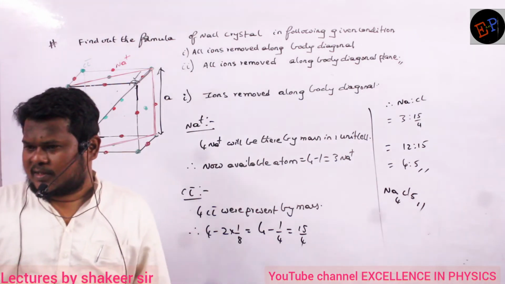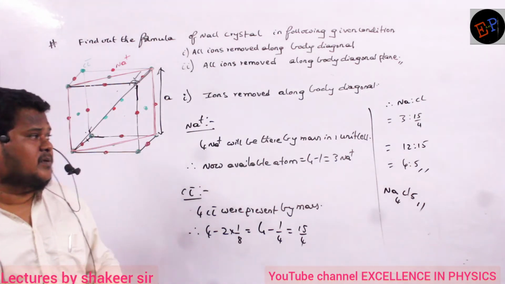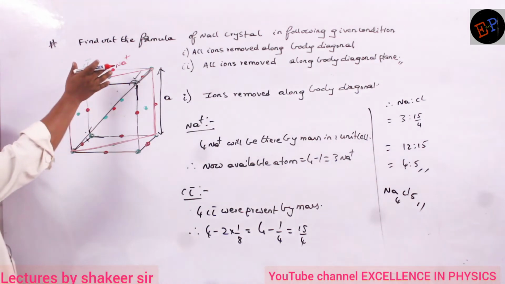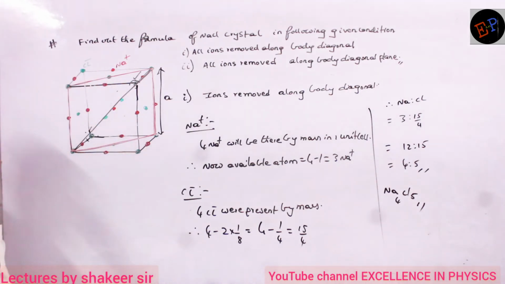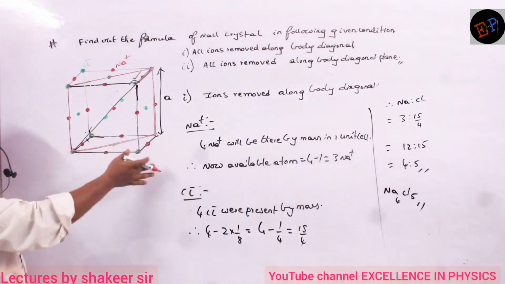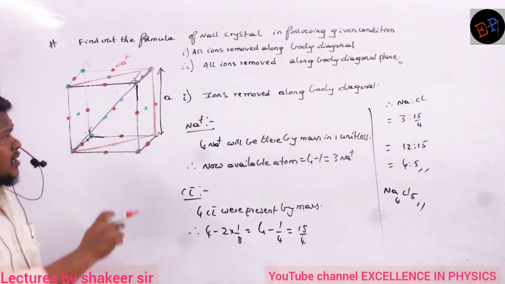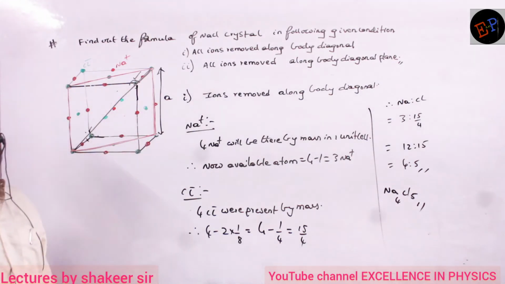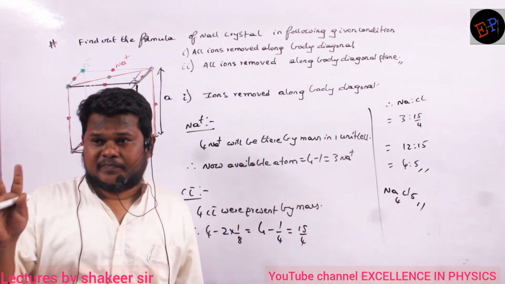Okay. So it passes exactly through the middle of the cube. Are you able to understand what is happening? This is the plane which is passing exactly through the body diagonal, and this plane will divide the cube into two equal halves.